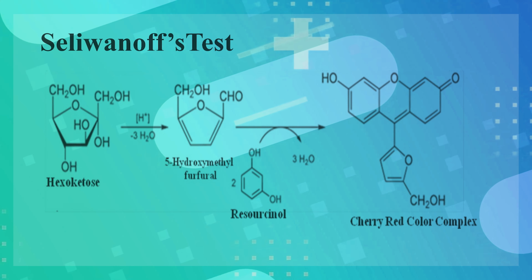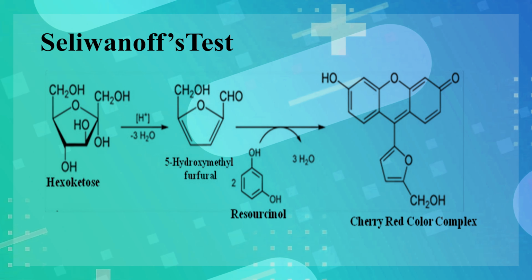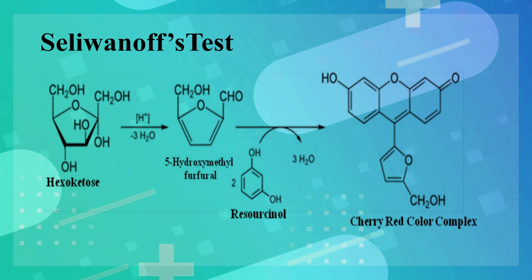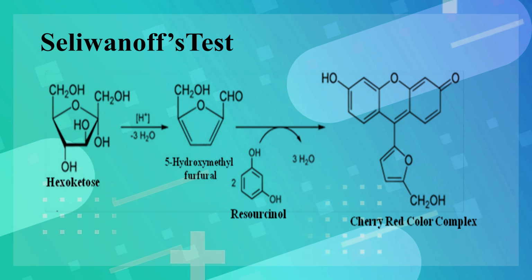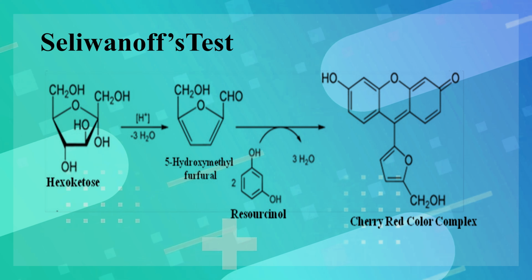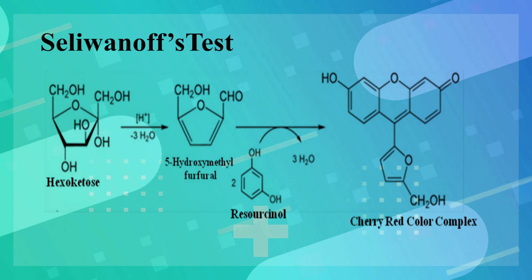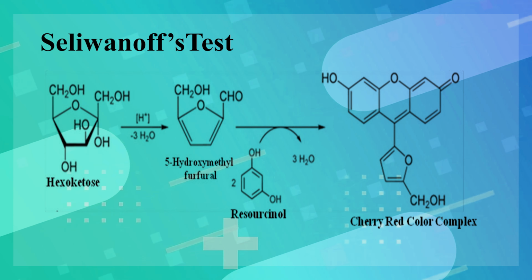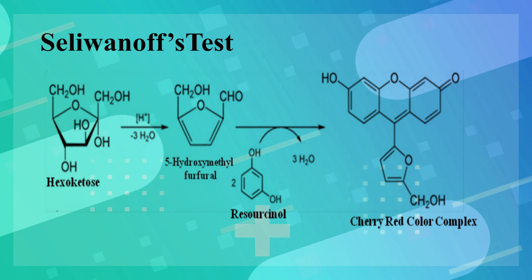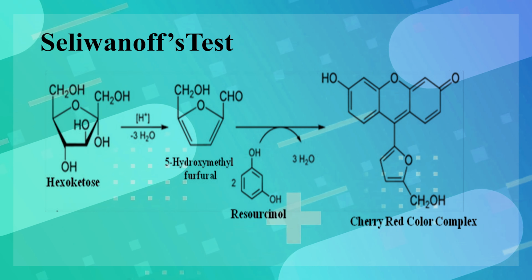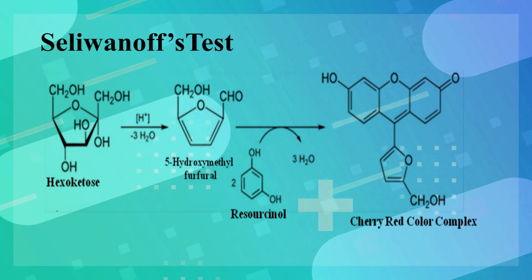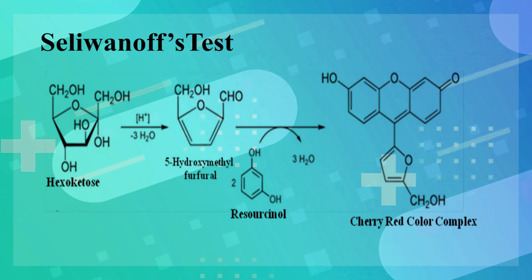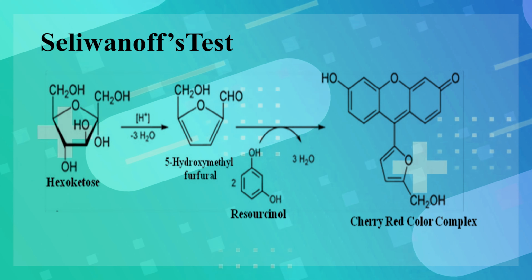So next is Seliwanoff's test. This test is named after Theodor Seliwanoff. Here the ketoses are dehydrated more rapidly than aldoses to give furfural derivatives by acid, which will then be condensed with 2 molecules of resorcinol to form red colored complex, and this red colored complex indicates the presence of ketose sugar.